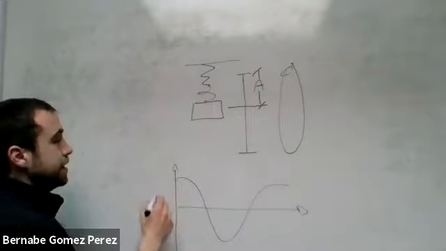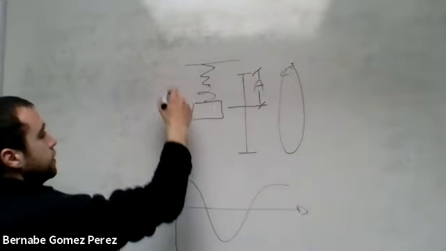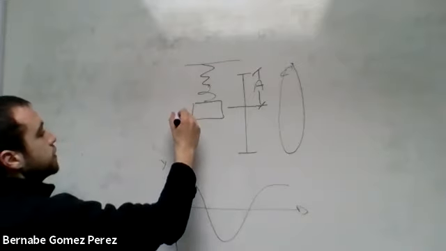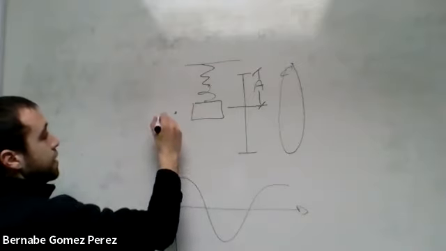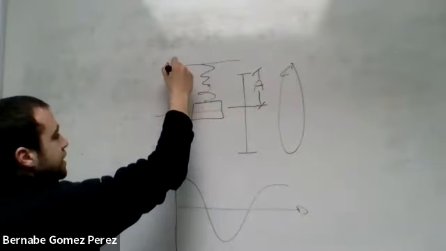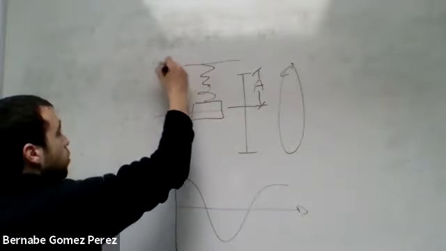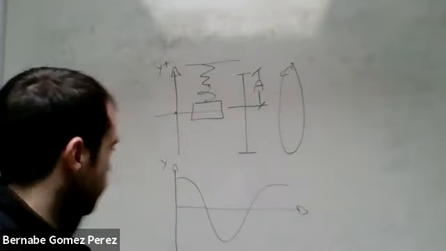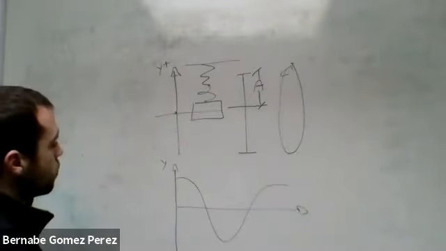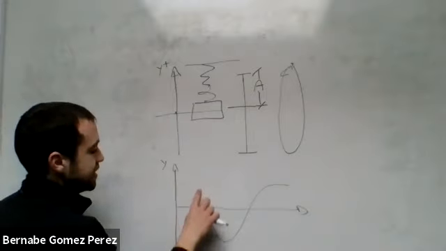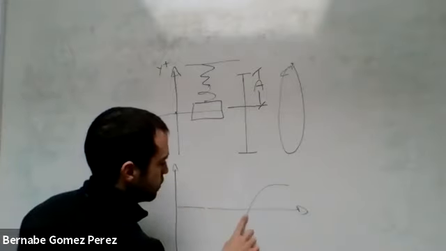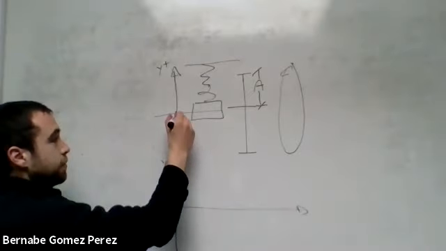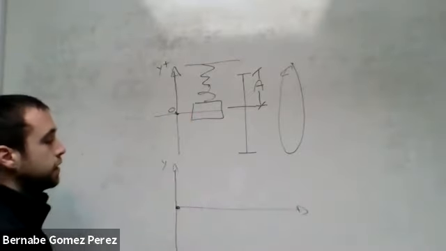So let's say that this is the position in X, or in Y. Let's call it Y, okay? So my coordinate system is going to be Y positive upwards from the equilibrium position, okay? If I start from the equilibrium position, I start here at 0. This is my origin.